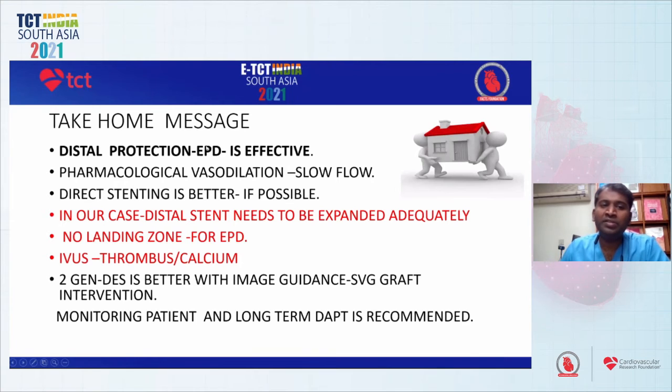The take-home message is distal embolic protection is a class 1 indication. It's effective. Pharmacological vasodilation should be used for slow flow. In our case, the distal stent needed to be expanded adequately. There was no landing zone, so an embolic protection device was not used. IVUS has helped us to know the thrombus and calcification. The patient should be monitored long-term, and long-term DAPT is recommended.